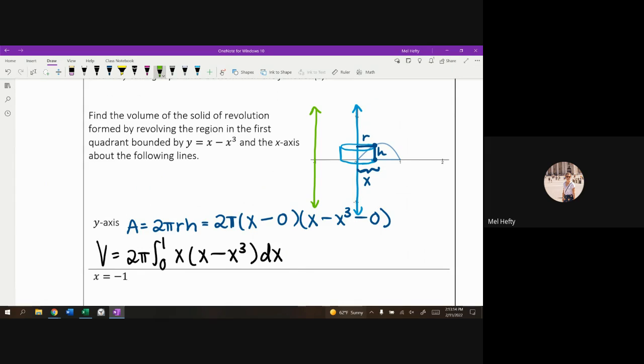Okay. I'm actually going to use the same height because that's still in my region. You think my radius is going to get bigger or smaller?